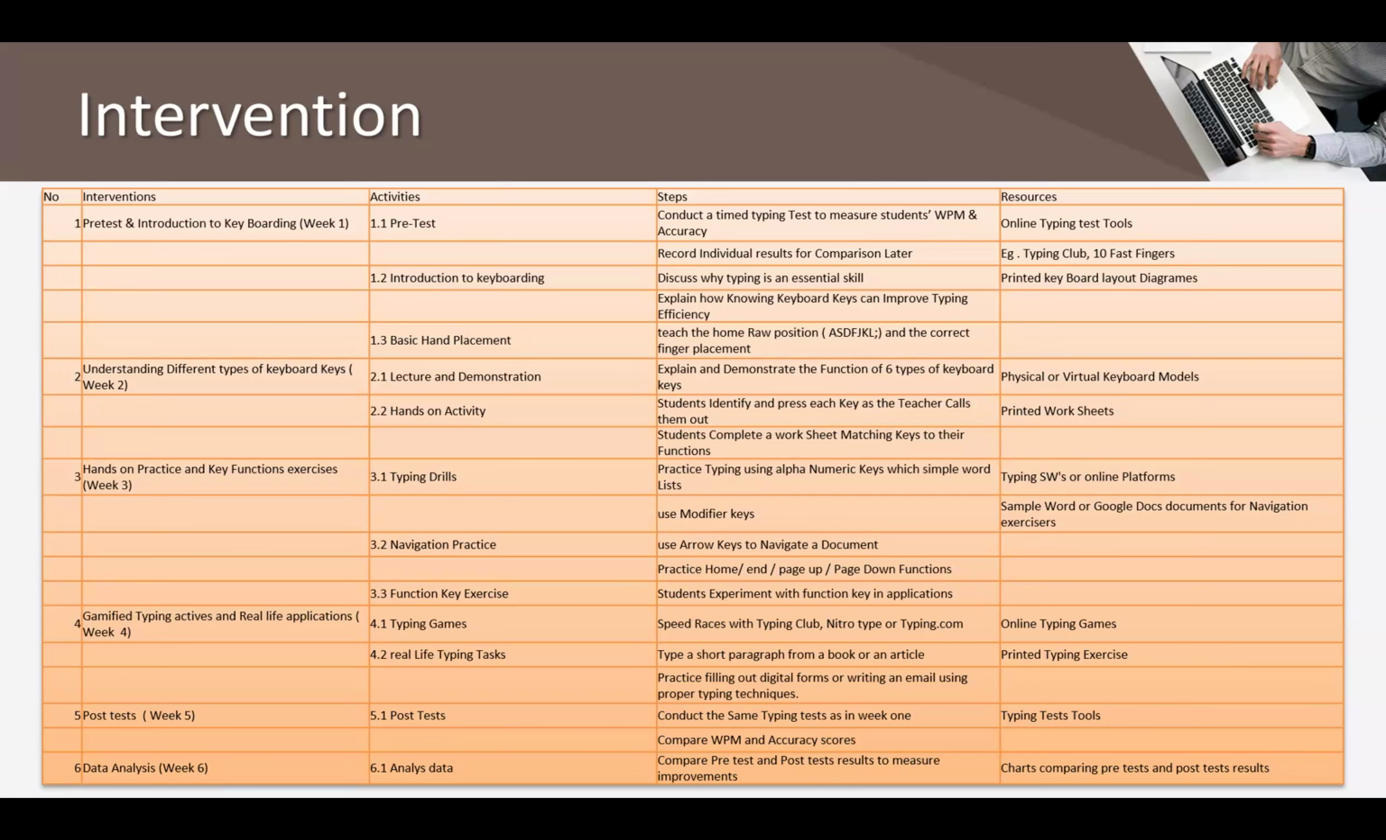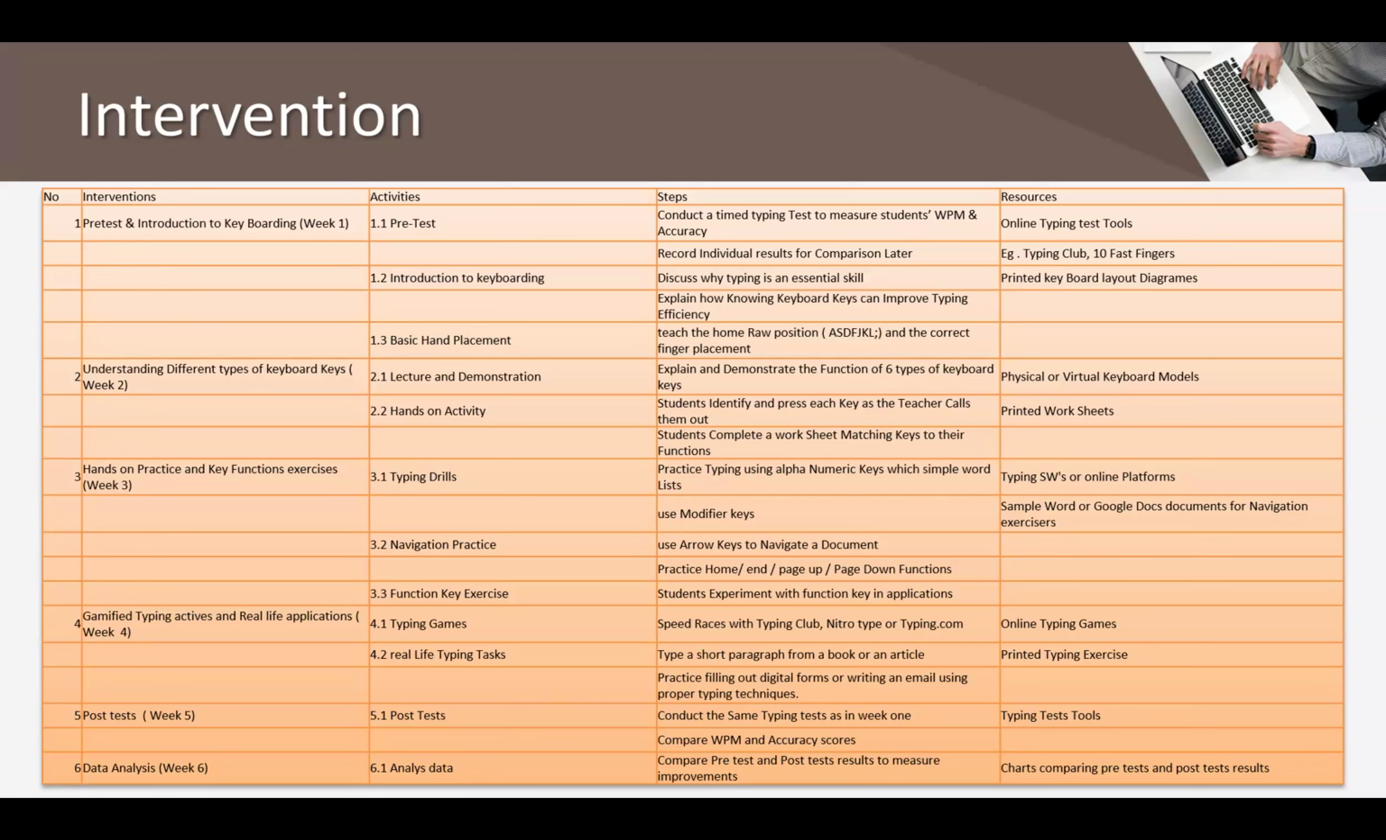Then students will participate in a hands-on activity where they will identify and press each key as I call them out. They will also complete a worksheet to match keys to their functions. Resources that will be used here include physical or virtual keyboard models and printed worksheets.